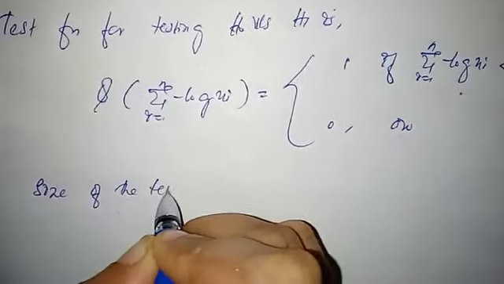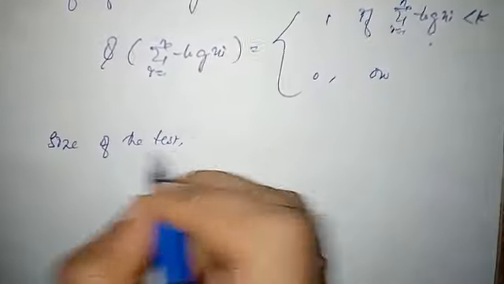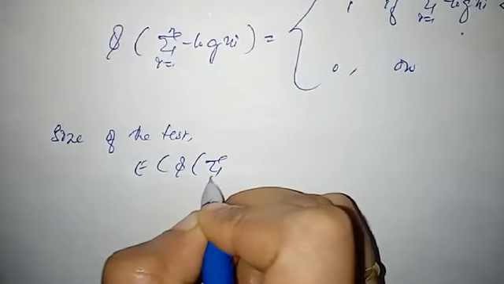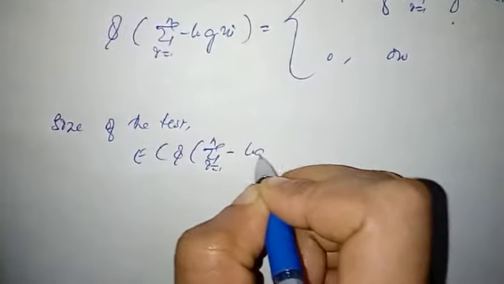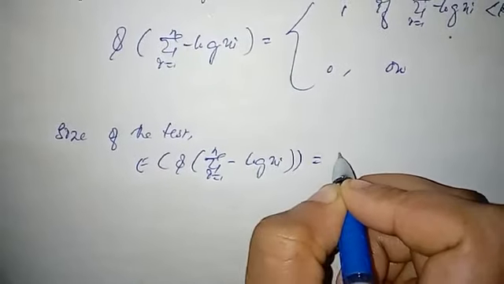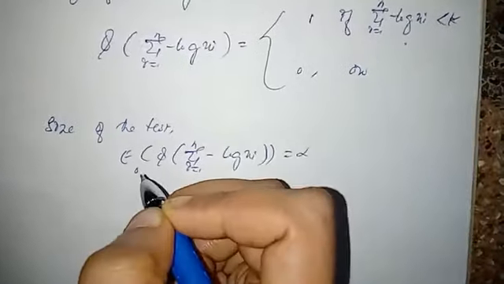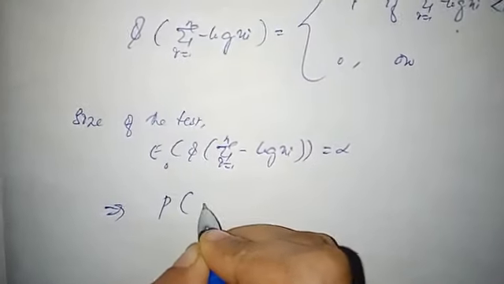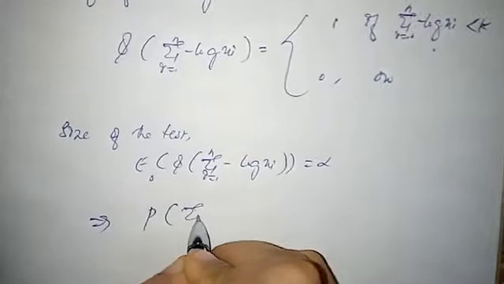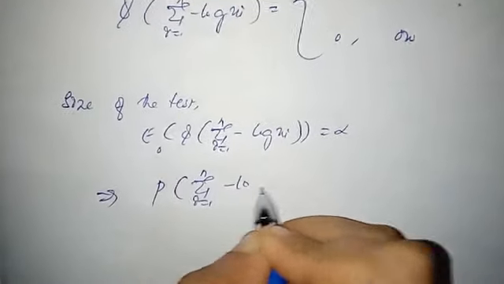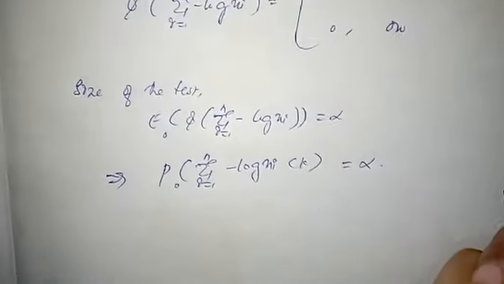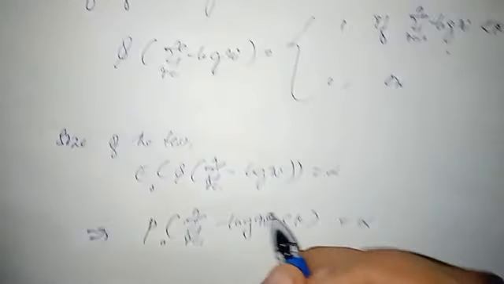The size of the test, that is the expectation of phi of summation i=1 to n of minus log xi, equals alpha under H0. This is the size of the test, which implies the probability of summation i=1 to n of minus log xi being less than k under H0 is equal to alpha.